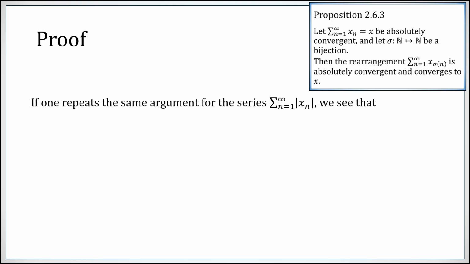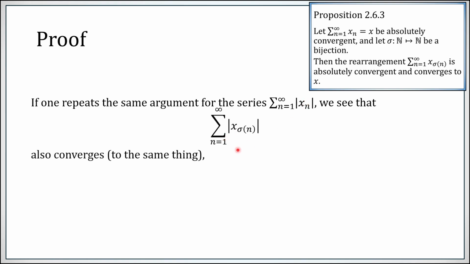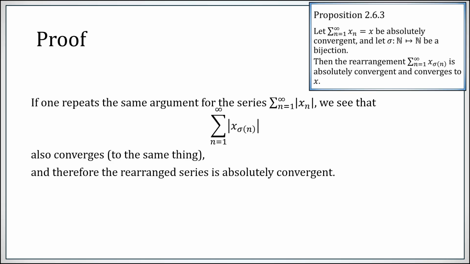Now, if you do the same argument for not the sum of xn, but the sum of the absolute values, you'll find this also converges to the same thing. It's the same argument, just presume that the series you began with was entirely non-negative. Therefore, the absolute value does nothing and the previous proof works. So the new rearranged series is also absolutely convergent because the original series was presumed to be absolutely convergent.